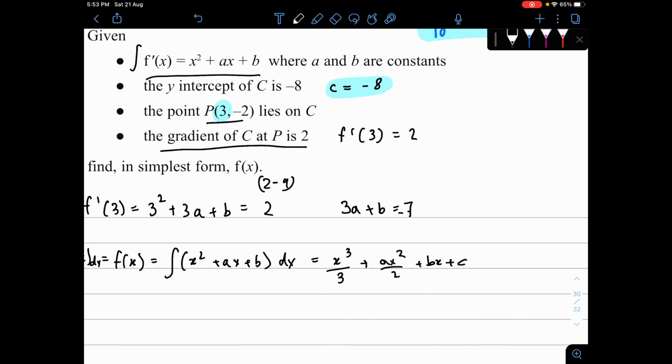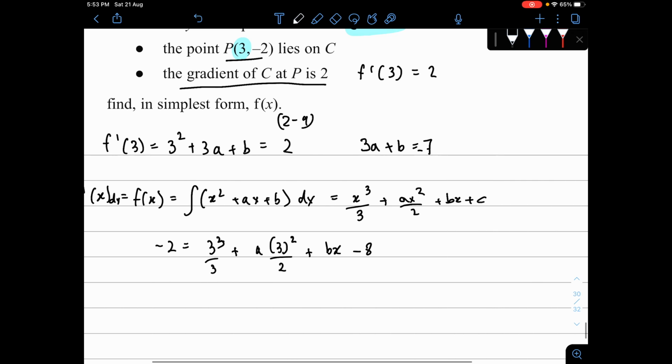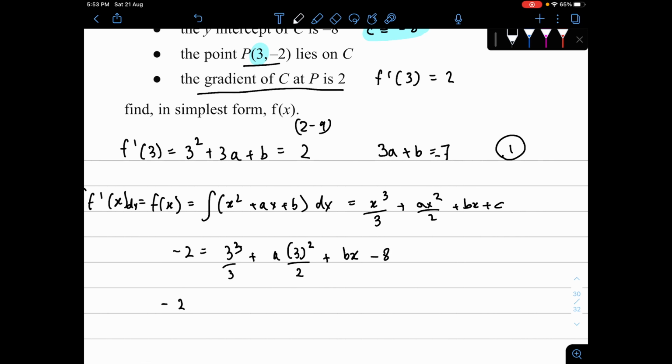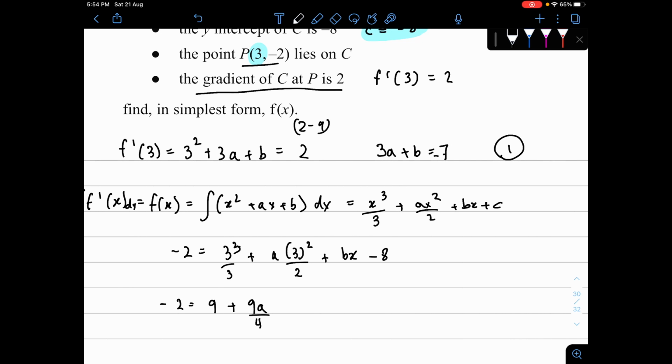We know that at P, y is minus 2. We can substitute: 3 cubed over 3 plus a times 3 squared over 2 plus, we don't know what b is, so bx, and we know c is minus 8. So this is one equation. Let's simplify: minus 2 equals 3 cubed is 27 divided by 3 is 9, plus 9a over 2, not 4, plus bx minus 8.